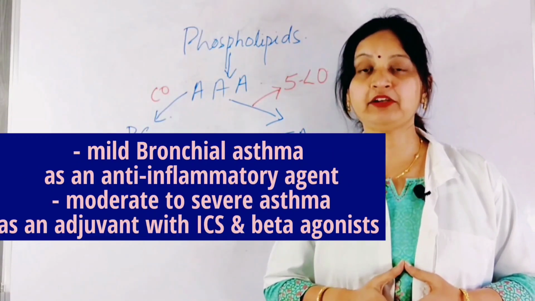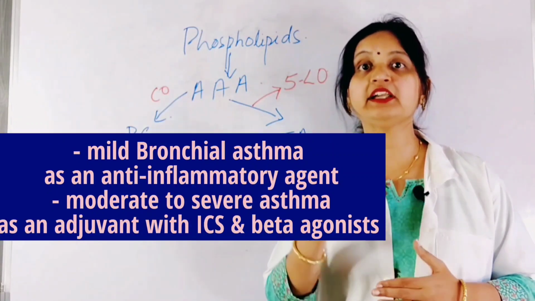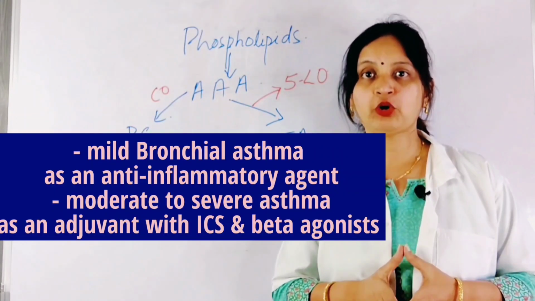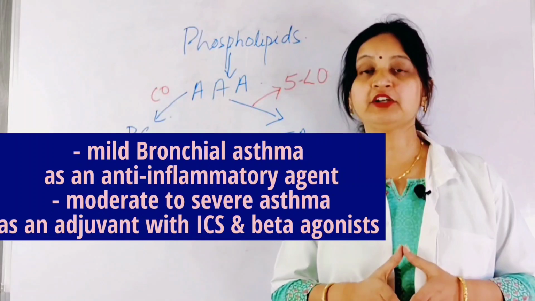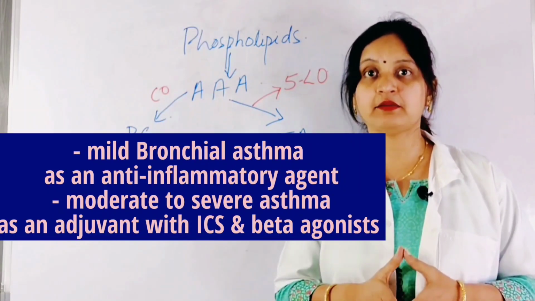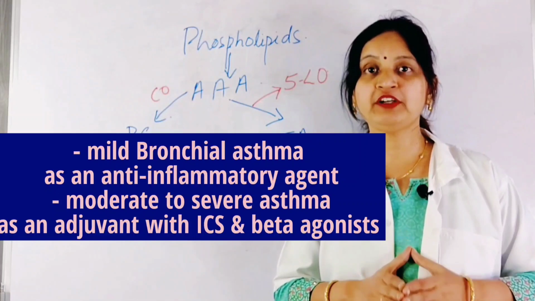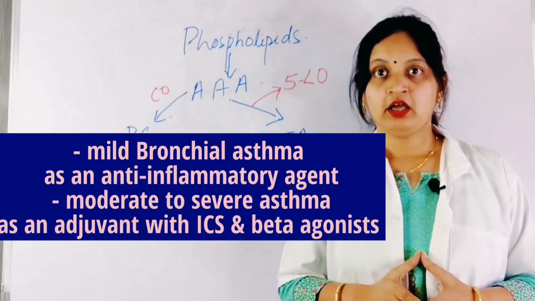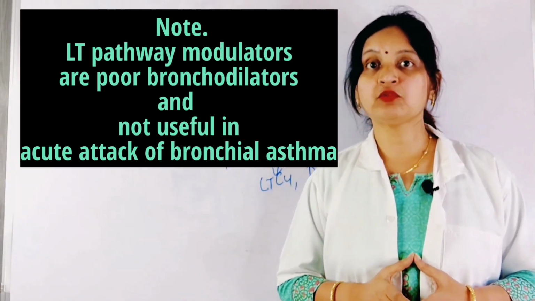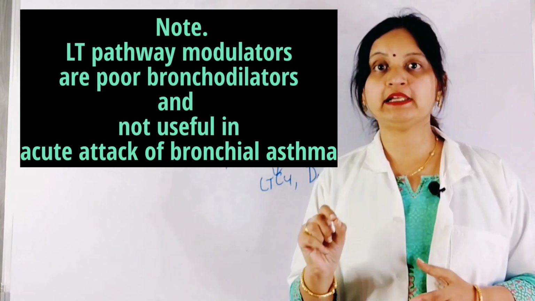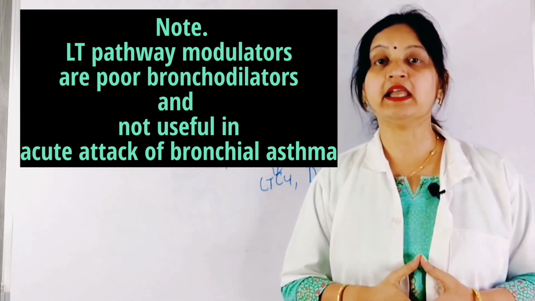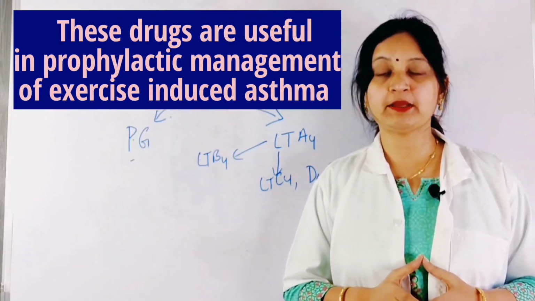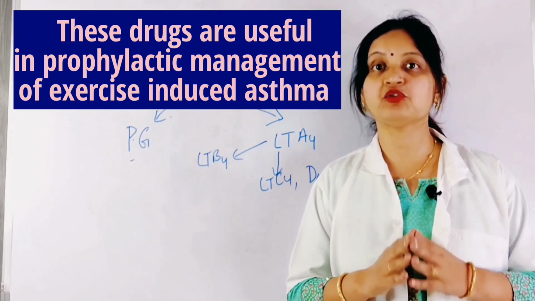Since they have anti-inflammatory actions, they can be used as an alternative to inhaled corticosteroids in the management of mild to moderate chronic asthma. However, in the treatment of moderate to severe chronic asthma, they can be used as an adjuvant to inhaled corticosteroids and beta-2 adrenergic agonists. But do remember that leukotriene pathway modulators are poor bronchodilators. Therefore, they are not suitable in an acute attack of bronchial asthma. These drugs are useful in the prophylactic management of exercise-induced asthma.